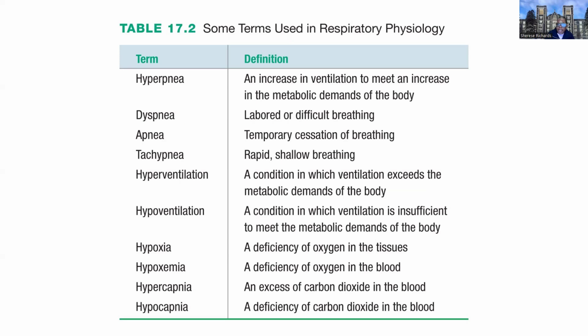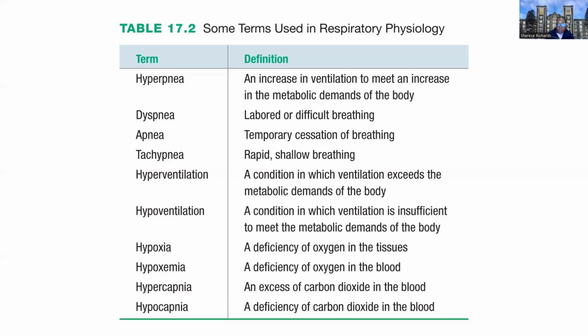So dyspnea, being labored or difficulty breathing. Dyspnea is one of the first chief complaints for folks with lung disease, or any type of lung pathology, respiratory disease. Apnea. Apnea is a temporary cessation of breathing. We can see apnea with things like sleep apnea, right, which can be seen with obesity. And this is another example of a state that can cause hypoventilation. So during sleep, when you have temporary cessation of breathing, that can actually cause hypoventilation as well.